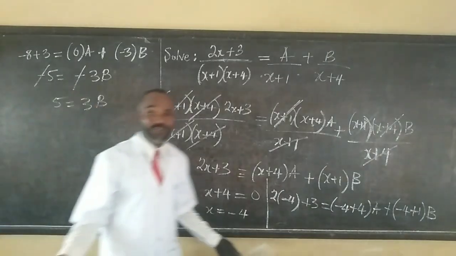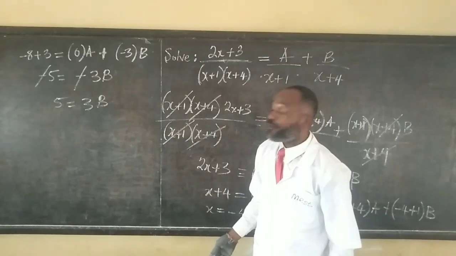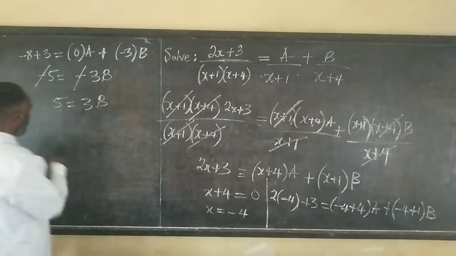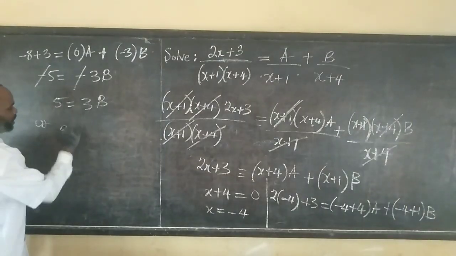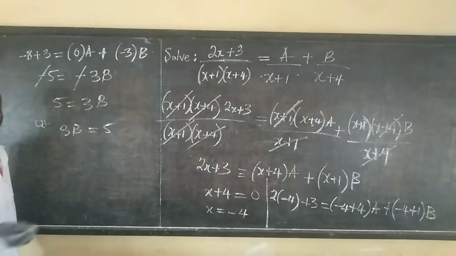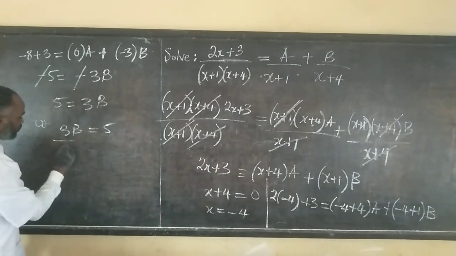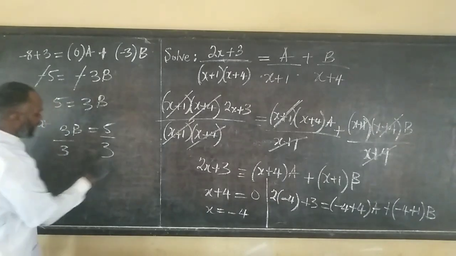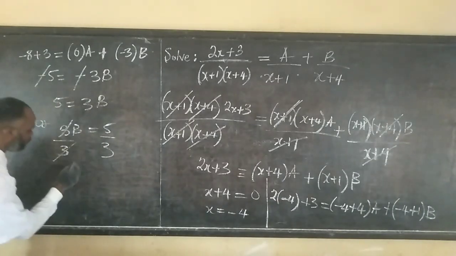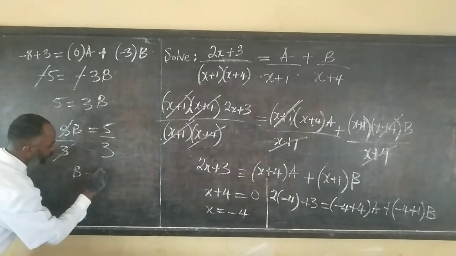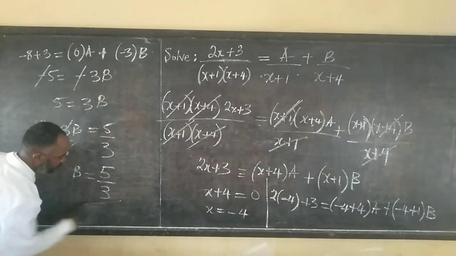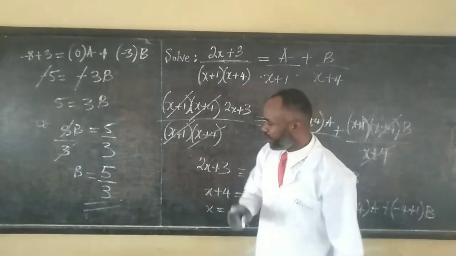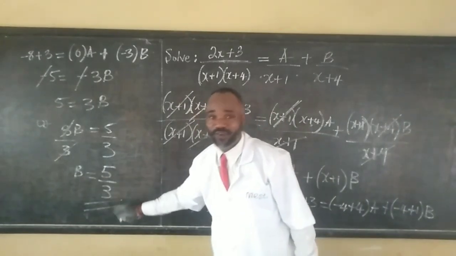The next thing to do is to divide through with 3. We can still say 3B is equal to 5. Nothing has changed. Then we divide through by 3. We have 3 here and 3 there. Cancel out, cancel out. We have B is equal to 5 all over 3. We have successfully found the value of B to be 5 all over 3.